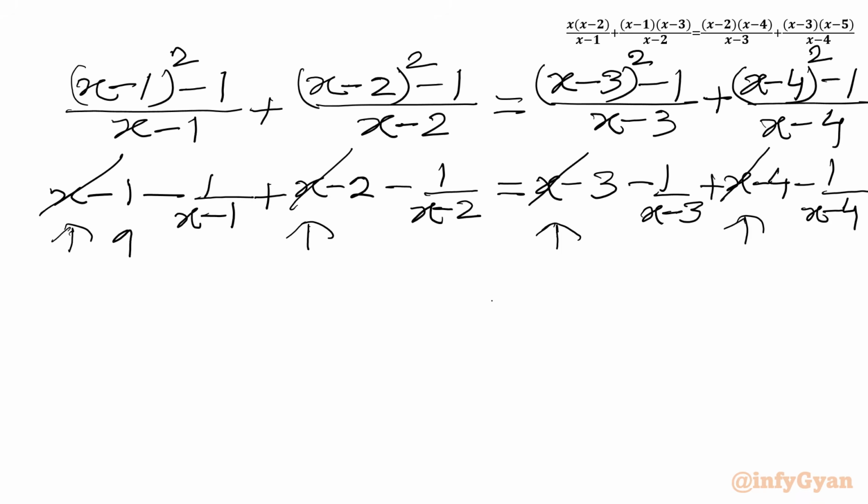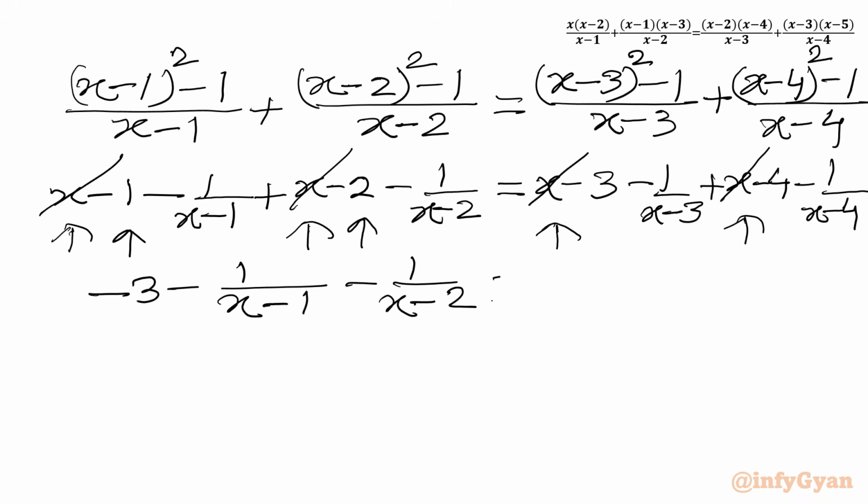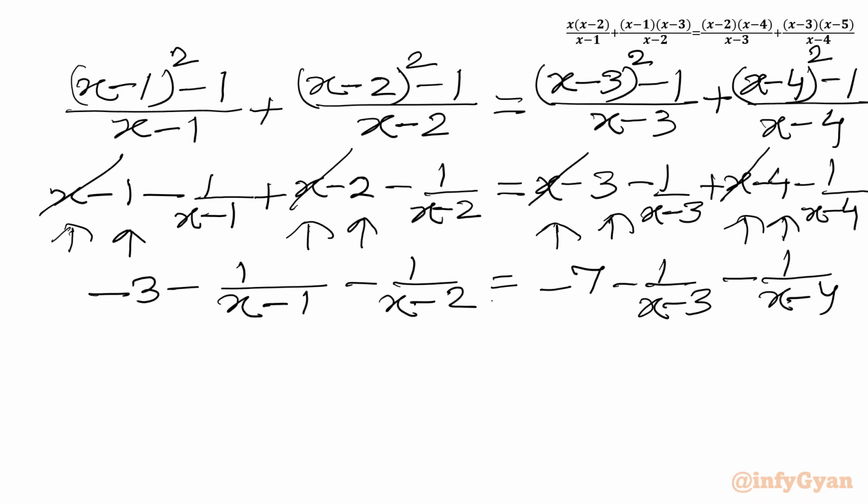Now we have minus 1 minus 2 minus 3 minus 1 over x minus 1 minus 1 over x minus 2 in left hand side. In right hand side we have minus 3 minus 4 minus 7 minus 1 over x minus 3 minus 1 over x minus 4. We will add 7 to both sides. So let's add 7 to both sides. We can cancel plus and minus 7. Here 7 minus 3 will become 4.